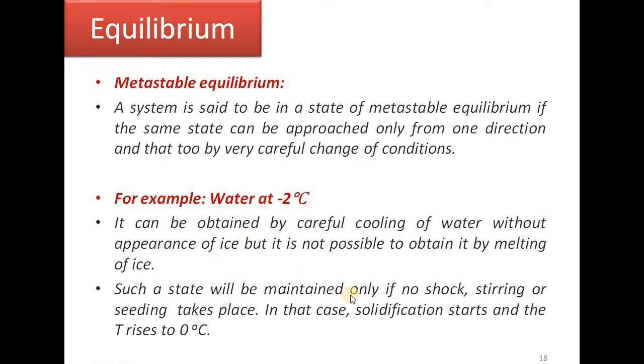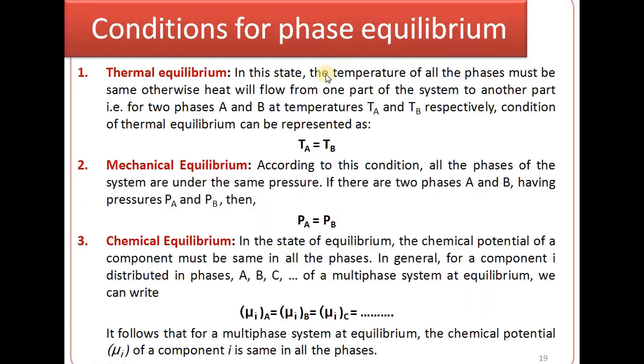If a little disturbance is there, solidification will start and the temperature will rise to 0 degrees Celsius. As we disturb the system, immediately this metastable system will move to the true system. This supercooled water will quickly solidify and the temperature will rise to 0 degrees Celsius. So this is a state of metastable equilibrium.